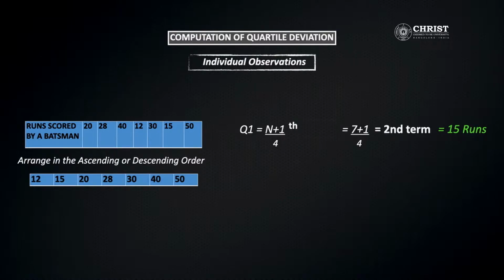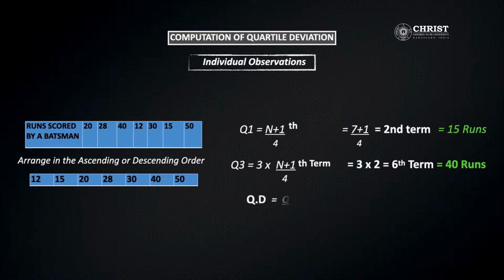Similarly, you have to calculate the Q3 value. The Q3 value is 3 into (n plus 1) by 4th term. That is 3 into 2, the sixth term, that is 40. So Q1 is 15 runs, Q3 is 40 runs, and now we can calculate the quartile deviation. That is Q3 minus Q1 divided by 2, that is 40 minus 15 divided by 2, equal to 12.5 runs.